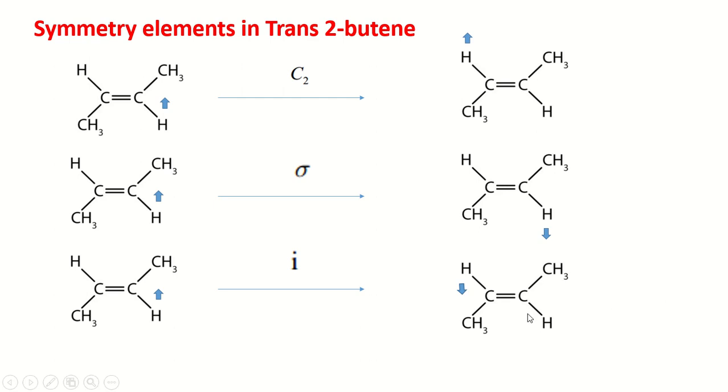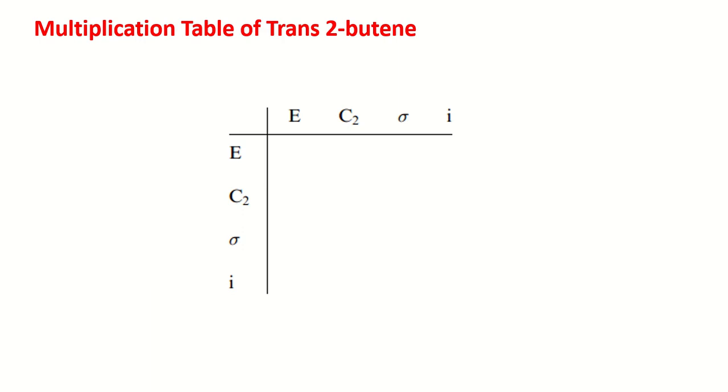Now let us talk about the multiplication table of trans-2-butene. Herein I have already written the symmetry elements E, C2, sigma h, and inversion in tabular form. Let us multiply all the symmetry elements with the different symmetry elements on the upper side. We should multiply the first symmetry element with all the symmetry elements written on the above side of the table. We apply identity with identity.